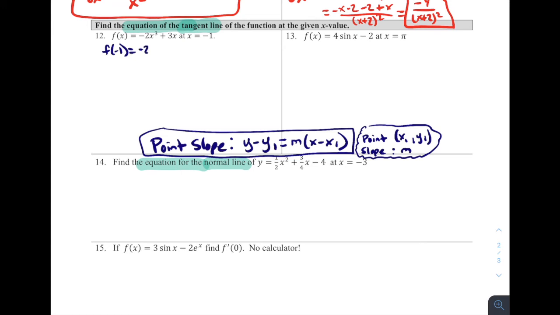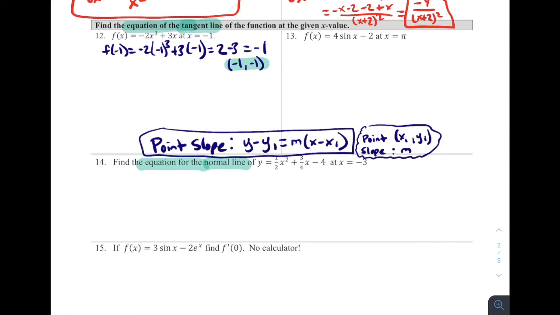So we're going to plug in negative 1: 2 times negative 1 to the third power, plus 3 times negative 1. Negative 1 to the third is negative 1, so this is going to equal 2 minus 3, which is going to equal negative 1. So our coordinate is x is negative 1, y is negative 1. This is the point that we're going to use for this.